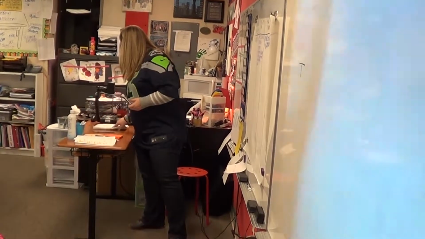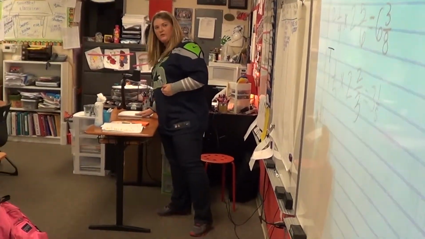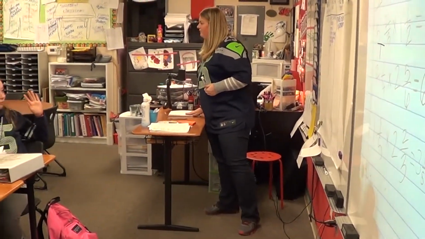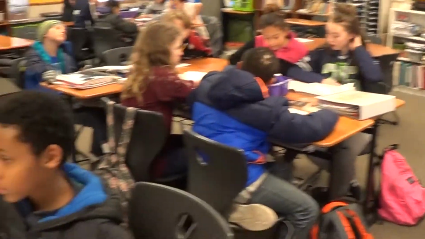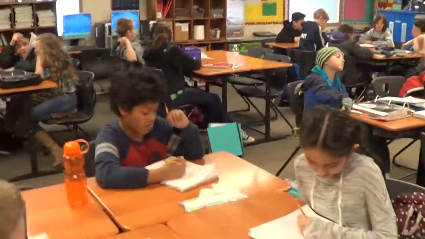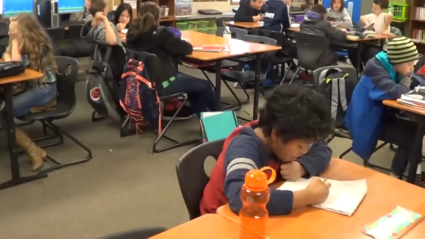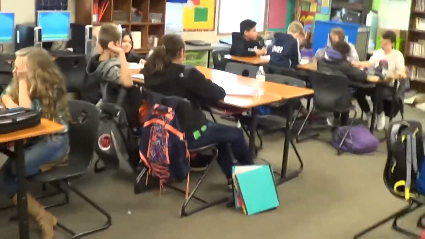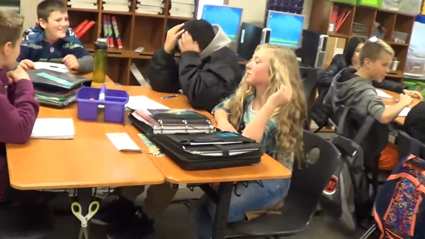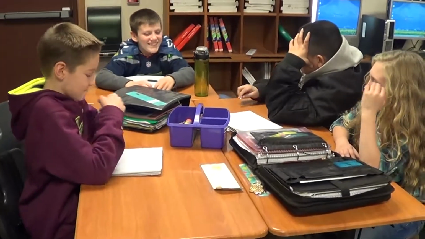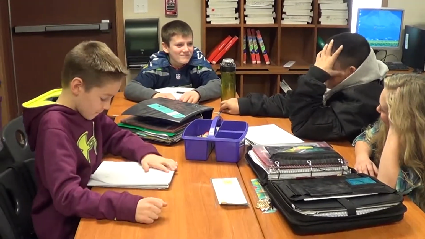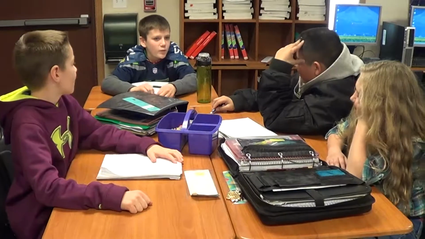Alright, one more group to go. Group 3, what is the algorithm for solving problems in group 3? Heads together. Converting the mixed numbers, the fraction has to be reduced, and reduced mixed numbers. Yeah, exactly. And then we have to reduce it.